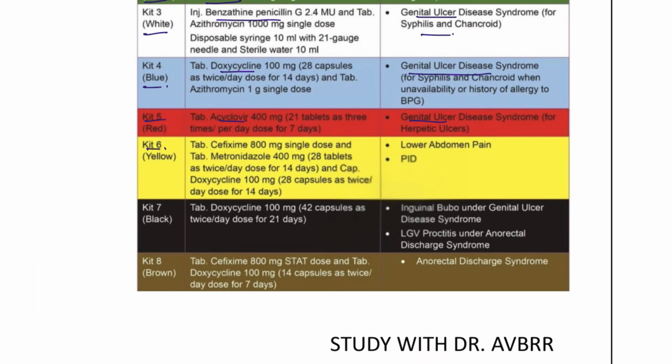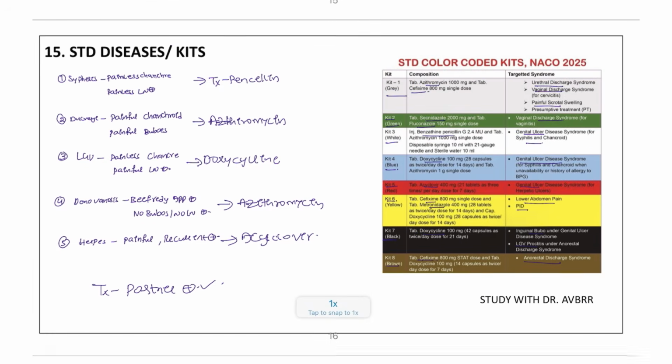Kit 6 is cefixime and metronidazole, for lower abdominal pain and PID. Kit 7, the black one, is doxycycline, given for LGV proctitis and inguinal bubo. And for anorectal discharge in these patients, tablet cefixime is given.